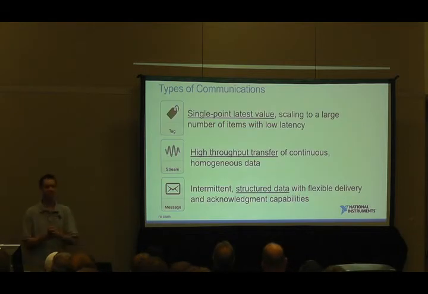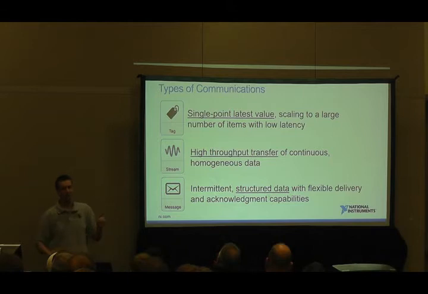Types of communication. You will see a slide like this with NI a lot in the coming years. They are going to push these models hard. Basically, you start with the tags up top, single point, latest value, tend to be low latency, but they don't scale to many data points. It's a single value. Then the stream, high throughput, same data type coming through. It's continuous. Just constantly grab data and throw it to wherever.